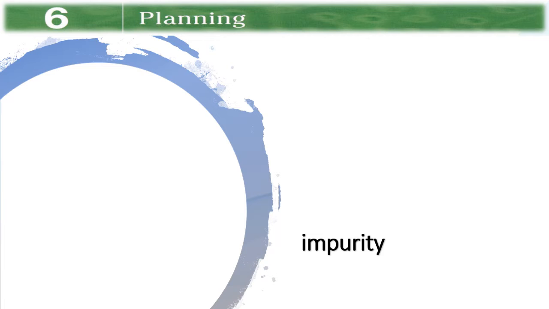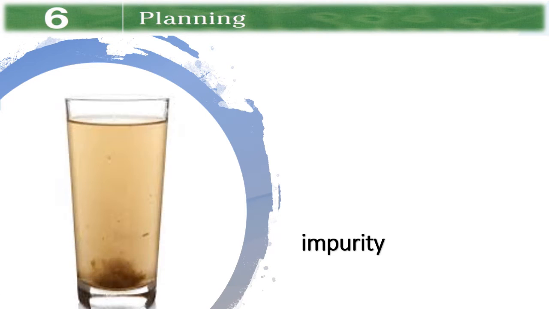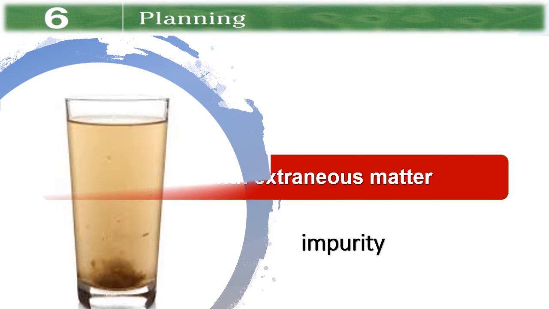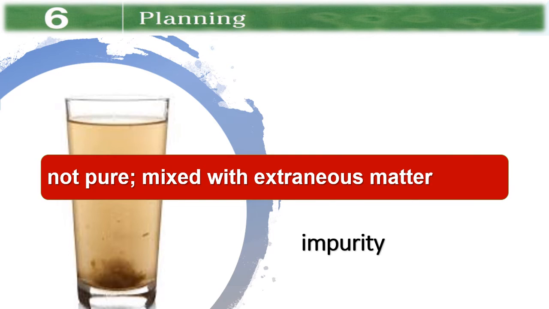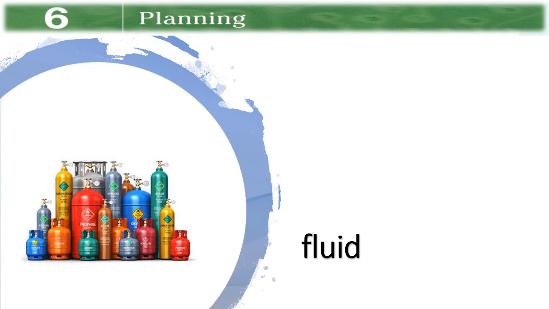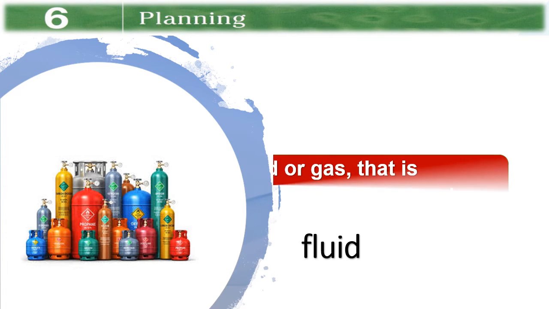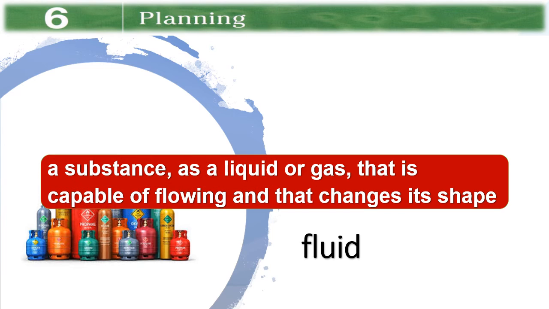The third word is impurity, like in the picture here. Impurity means not pure, mixed with extraneous matter. Word number 4 that we need in our lesson for today is fluid. As you can see in the picture, all these are kinds of fluid. Fluid is a substance as a liquid or gas that is capable of flowing and that changes its shape.